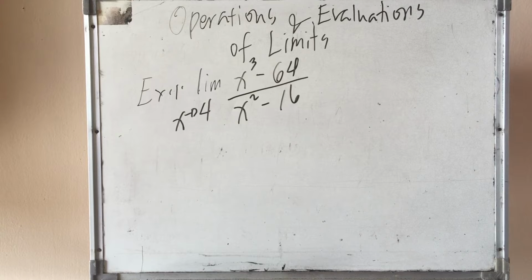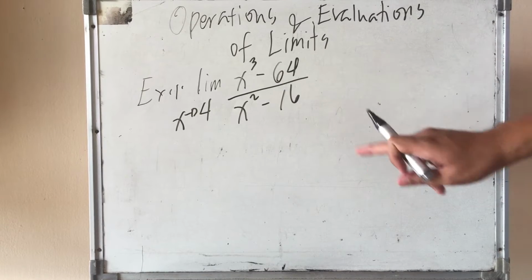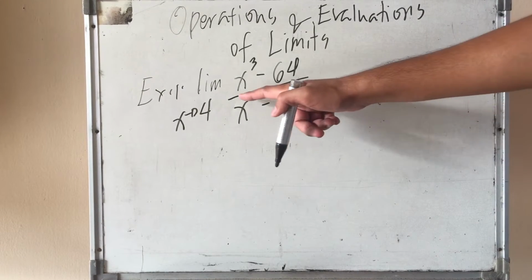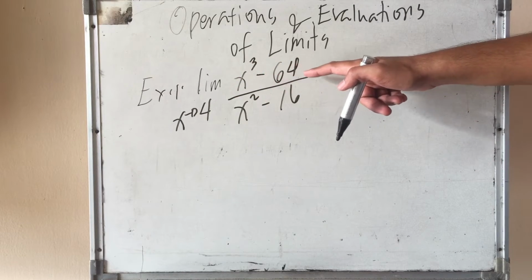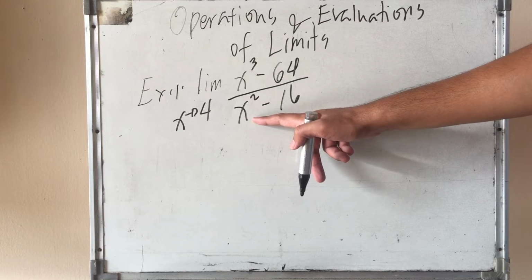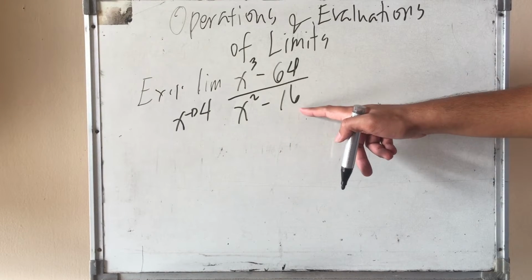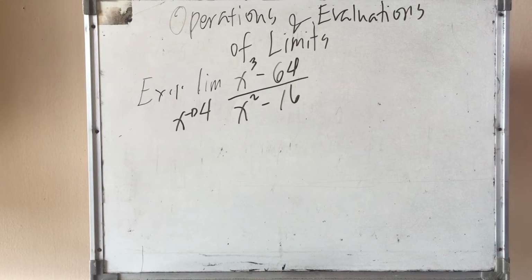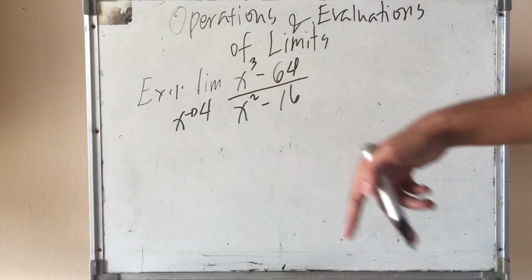So if you directly substitute x is equal to 4 in this equation, this function does not exist since 4 cubed is equal to 64, 64 minus 64 is equal to 0, 4 squared is equal to 16, and 16 minus 16 is equal to 0, which is 0 over 0, and this is indeterminate. So first we simplify this equation.